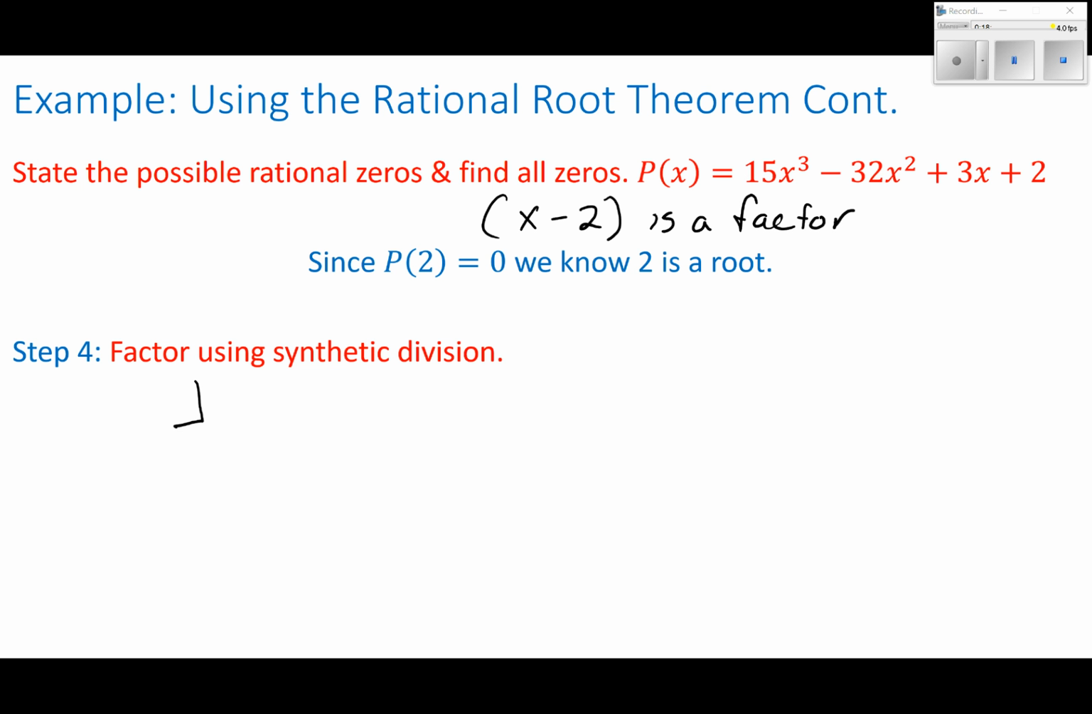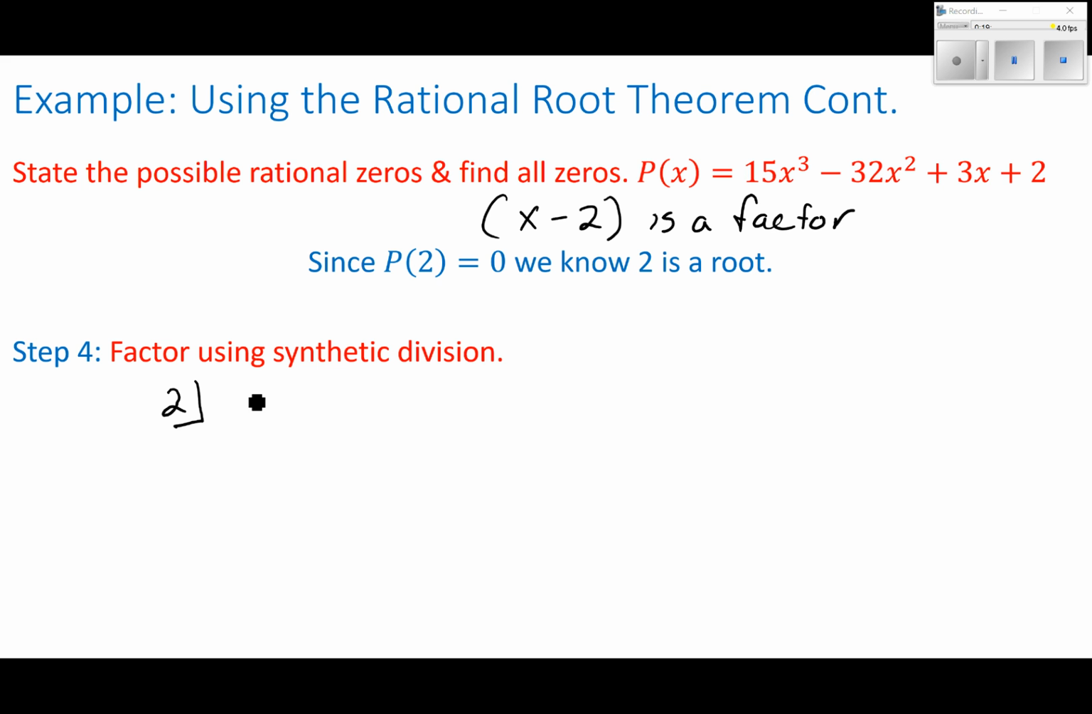X minus 2. The first step in synthetic division is to reverse the sign, or it's simply whatever you had in here. So P of 2. So in my box is going to be a positive 2. However you remember that, if you write it as a binomial and reverse the sign, or you know that number is a root, that's what goes in your box.